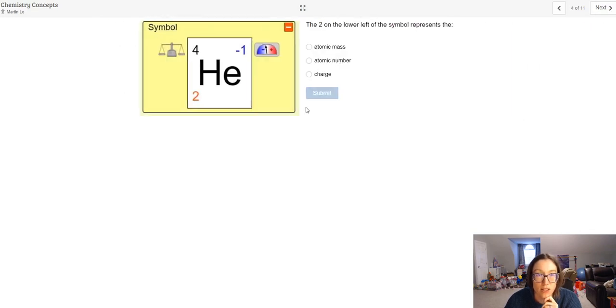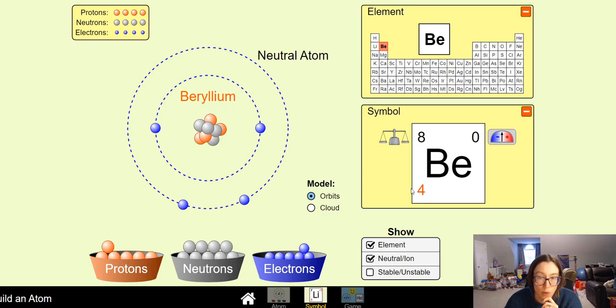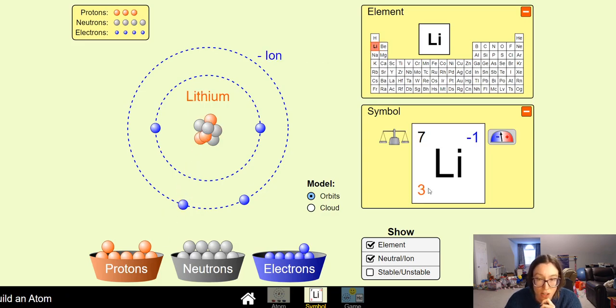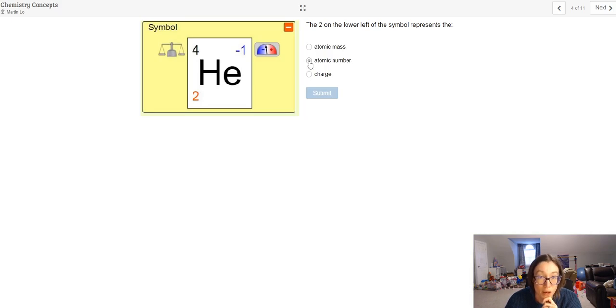All right, so next we have the 2 down here, the lower left of the symbol. What does that represent? Remember this one here. Okay, well, when does this change? So this changes when the name changes, right? It changes when the number of protons changes, right? And so we only have one option left. It's the atomic number, right? The atomic number is the number of protons, and it's also going to be telling us what element it is. So this represents which element it is.